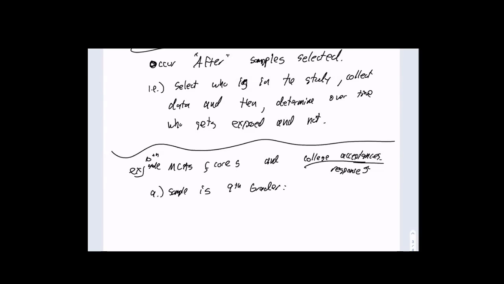I'm going to break them up into those who pass the MCAS and those who fail. I want to compare those who pass versus those who fail. And my sample is, I'm going to sample ninth graders. I'm going to select them when they're in the ninth grade. Would this be a prospective study or a retrospective study?